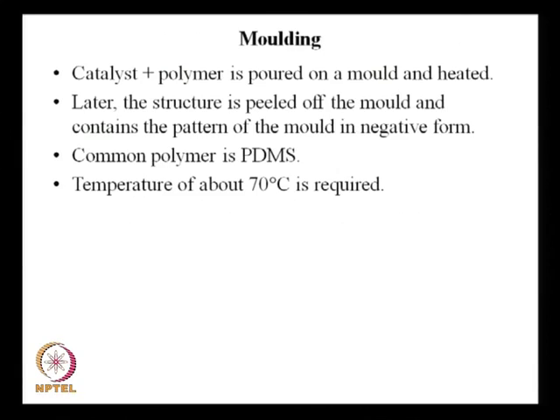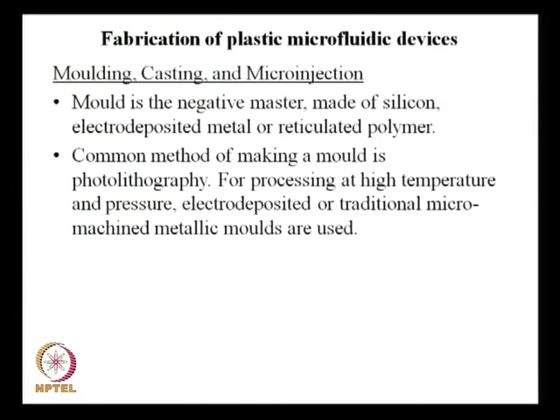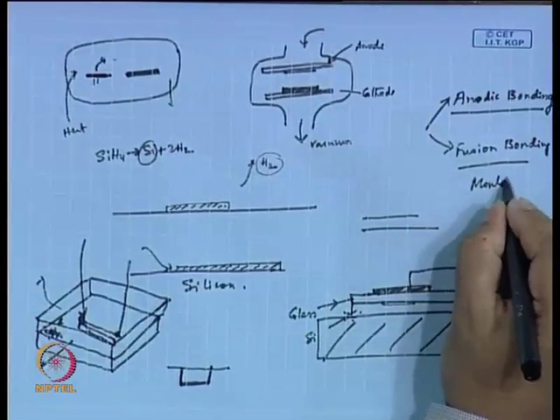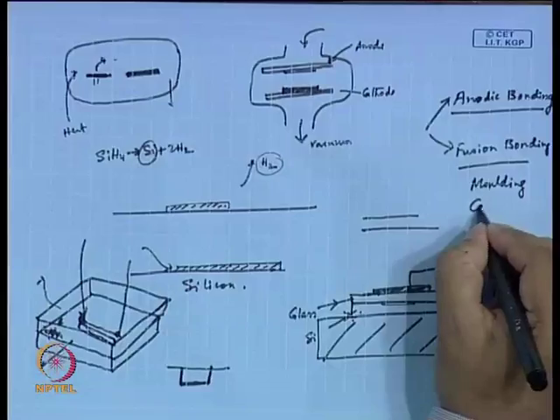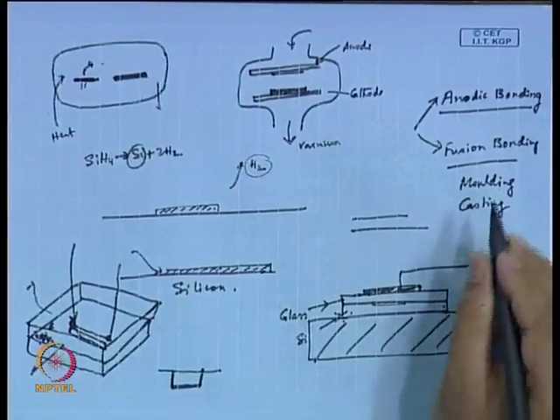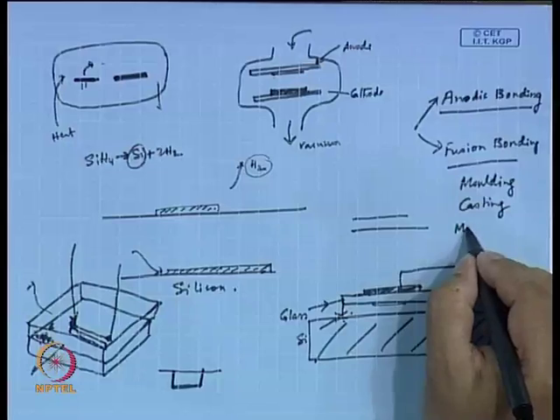Now, this process, first of all, I said there are 3 methods, right. So, we mentioned in the previous slide 3 methods. One is molding, the other is casting, and the third one is micro injection.